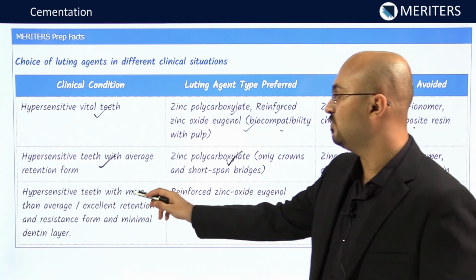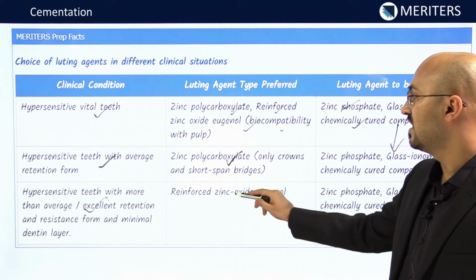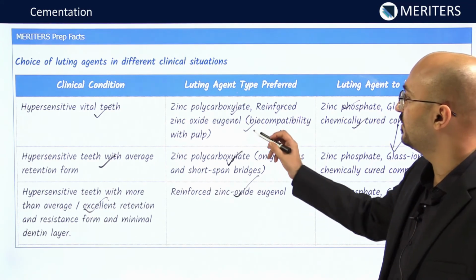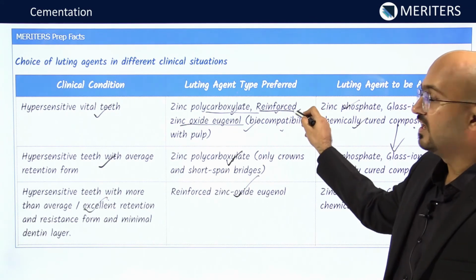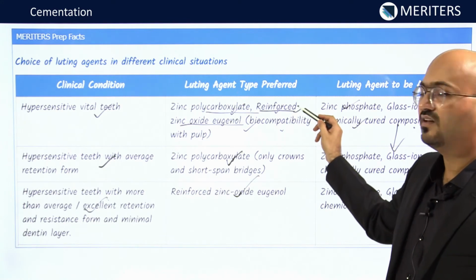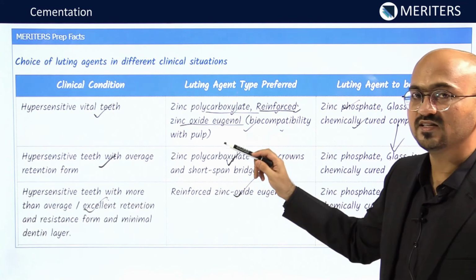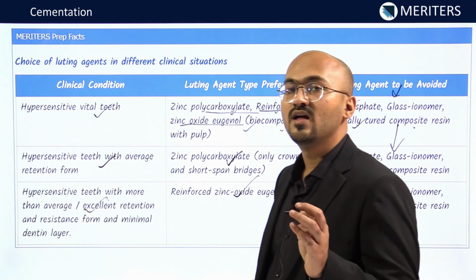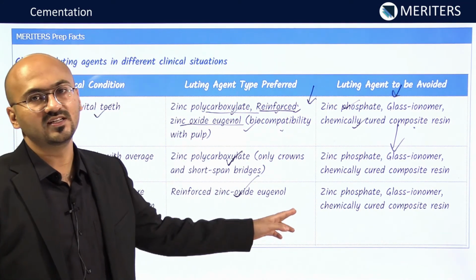Then hypersensitive teeth with more than average, excellent retention. Here the retention is excellent. You will use reinforced zinc oxide eugenol cement. So basically in hypersensitive teeth you are going to use only polycarboxylate or reinforced ZOE. If the retention is average, then polycarboxylate. If the retention is excellent, then reinforced ZOE. So these are the hypersensitive areas, and these are the cements which are used. The cements to be avoided are zinc phosphate, chemically acting cements like glass ionomer cements or composite resin cements.